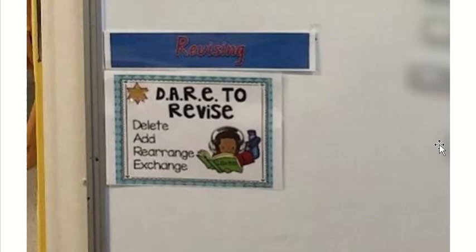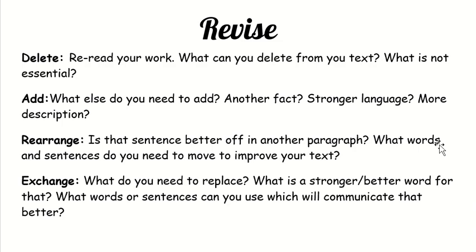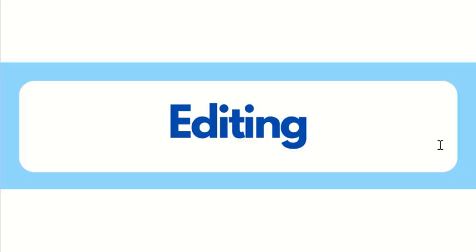With revising, that's when they have a look at their work again, and then they decide what needs to be deleted. So they have to reread it, preferably out loud, so they can hear what it sounds like and see what words need to be deleted, what could they add in, what could they rearrange, what could they exchange to make their sentences a lot stronger. So that's when they can move their name up to that section.